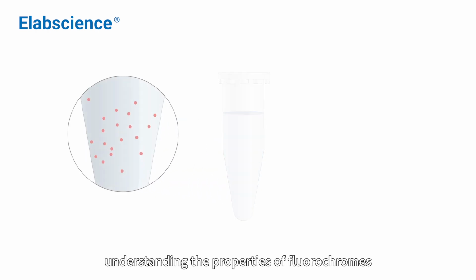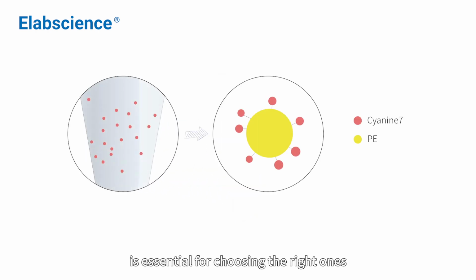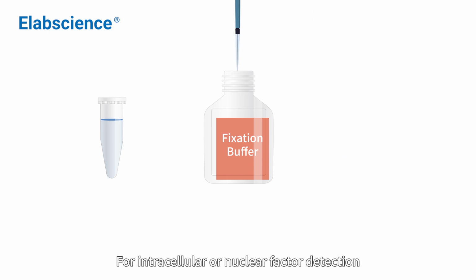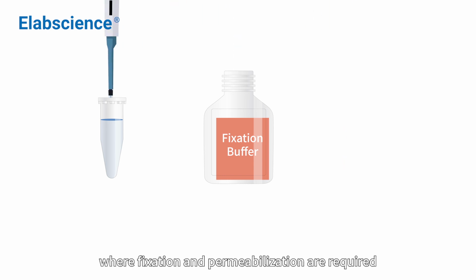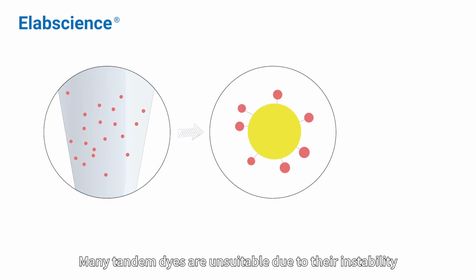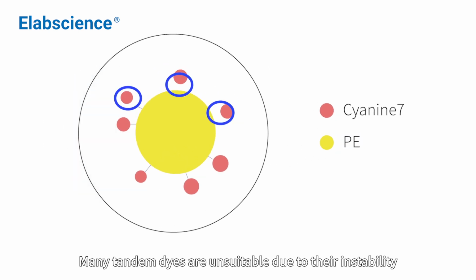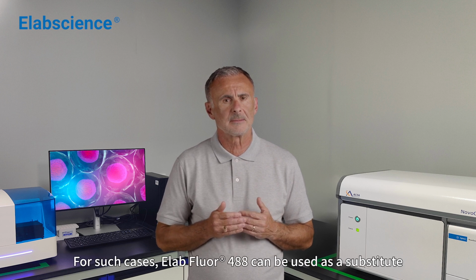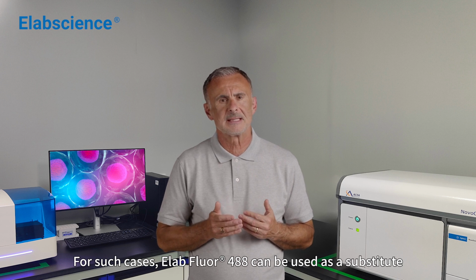Additionally, understanding the properties of fluorochromes is essential for choosing the right ones. For intracellular or nuclear factor detection, where fixation and permeabilization are required, many tandem dyes are unsuitable due to their instability. FITC, for instance, is unstable in acidic environments. For such cases, Elabfluor 488 can be used as a substitute.